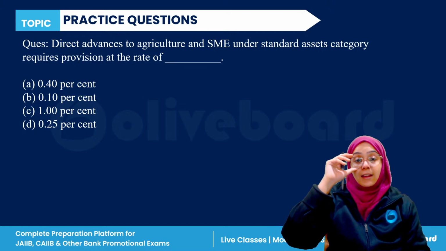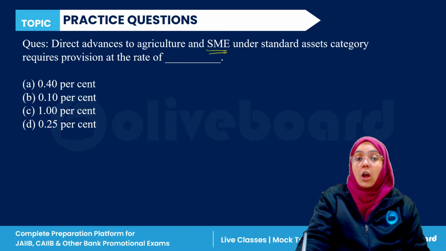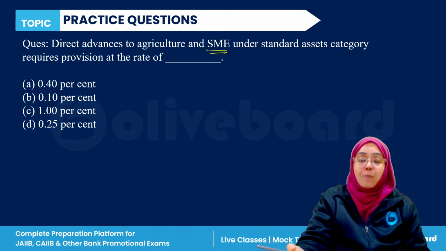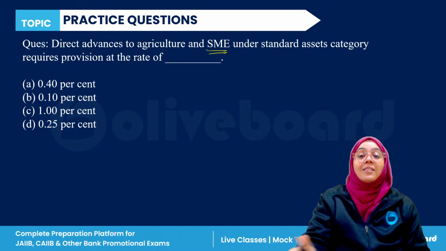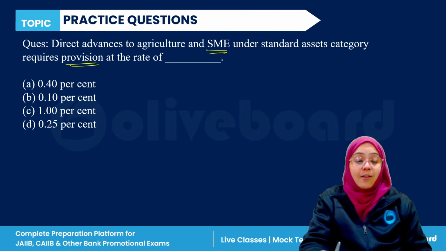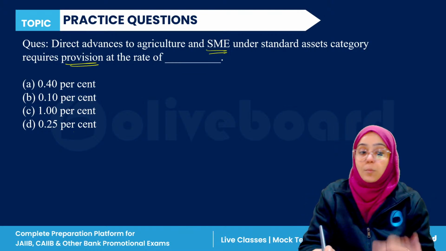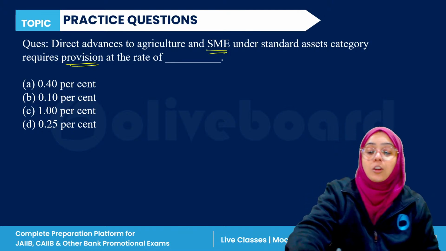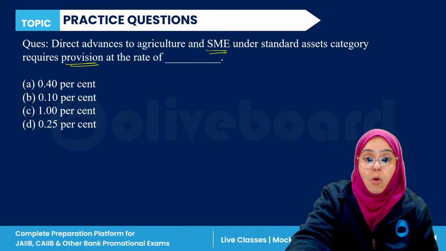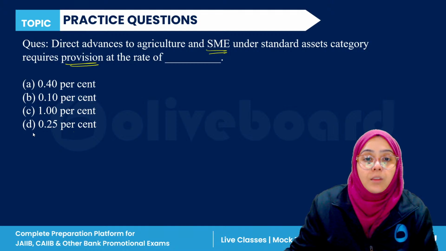Next question. Direct advances to agriculture and small and micro enterprises under the standard asset category require a provision at the rate of which percentage? It is a very easy question because it is related to simple figures. Everyone, please answer this question.